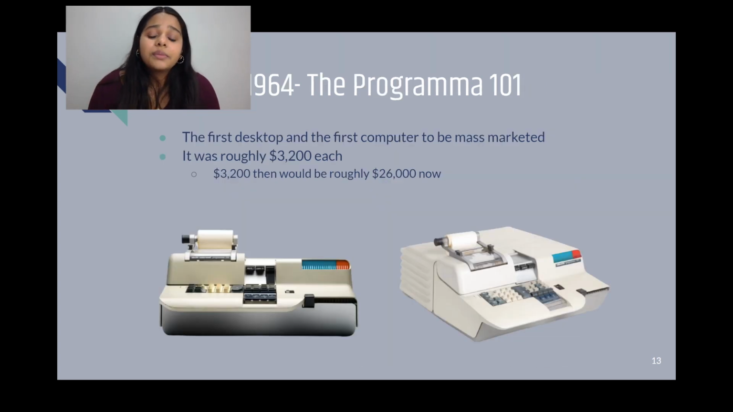1964, we have the Programma 101. This is considered to be the first desktop and first computer to be mass-marketed. It was roughly $3,200 each, and that would equal about $26,000 right now. Can you imagine paying $26,000 for this? This doesn't even look like something remotely close to what we would consider a computer today. But technically, it is considered a computer, although its primary functionality seems to be simply performing basic computations, as if it were a calculator and printing out the results. Nothing special.